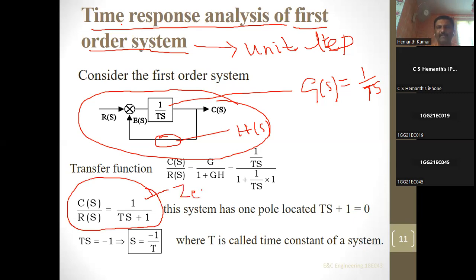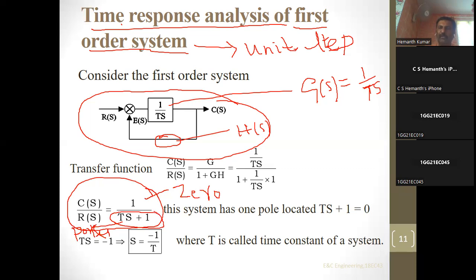Zeros always lie in the numerator. In this transfer function there are no zeros, as the numerator is one, a constant, and thereby it has no roots. But in the denominator, how do we evaluate the pole? It is quite simple. You can have a look.